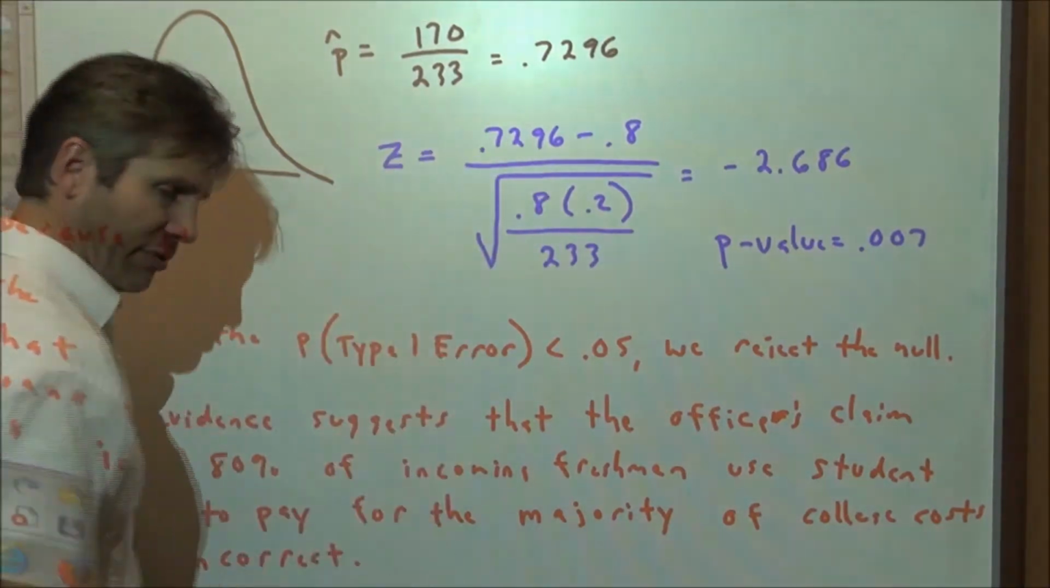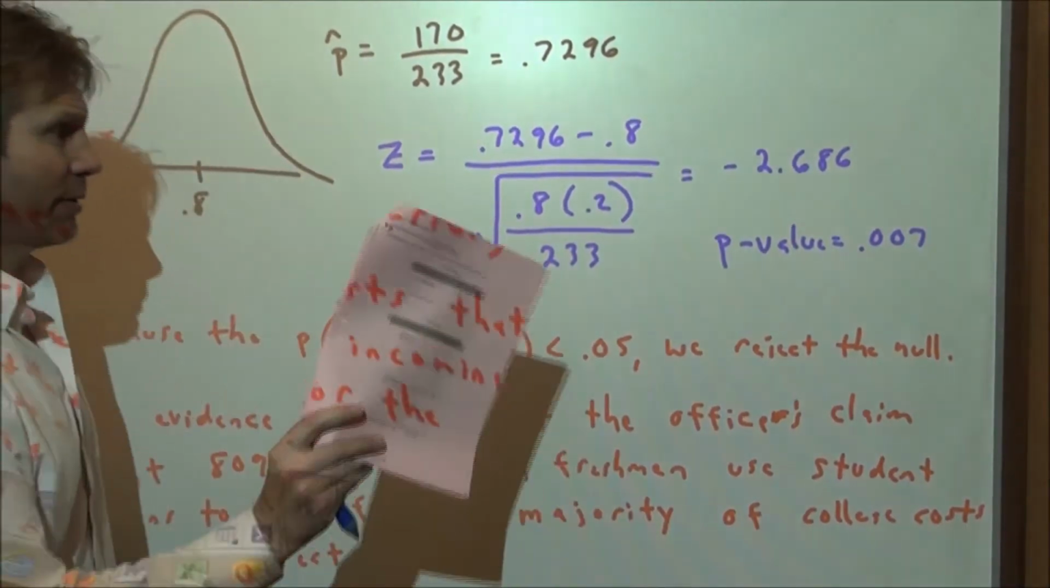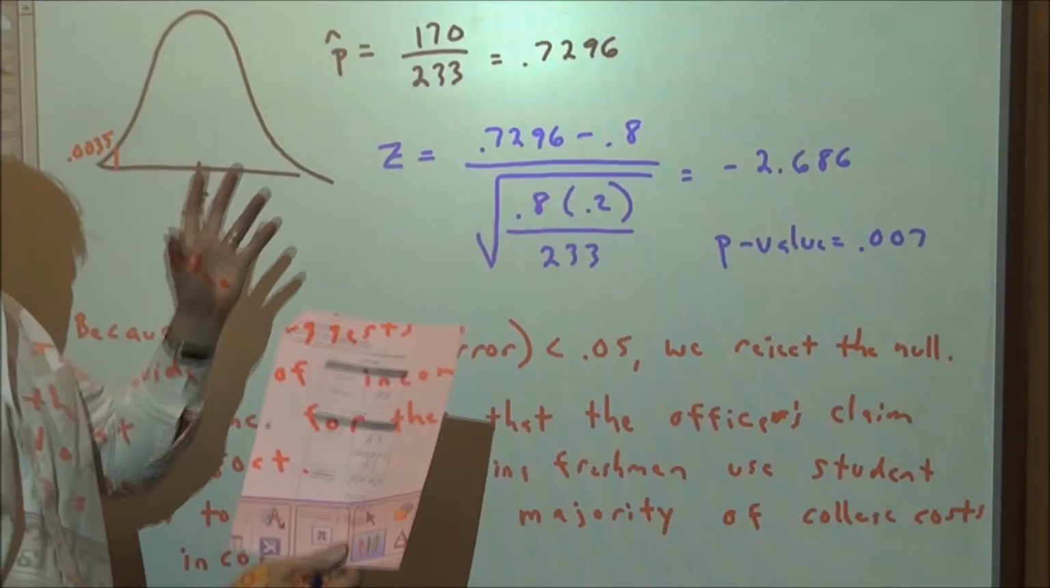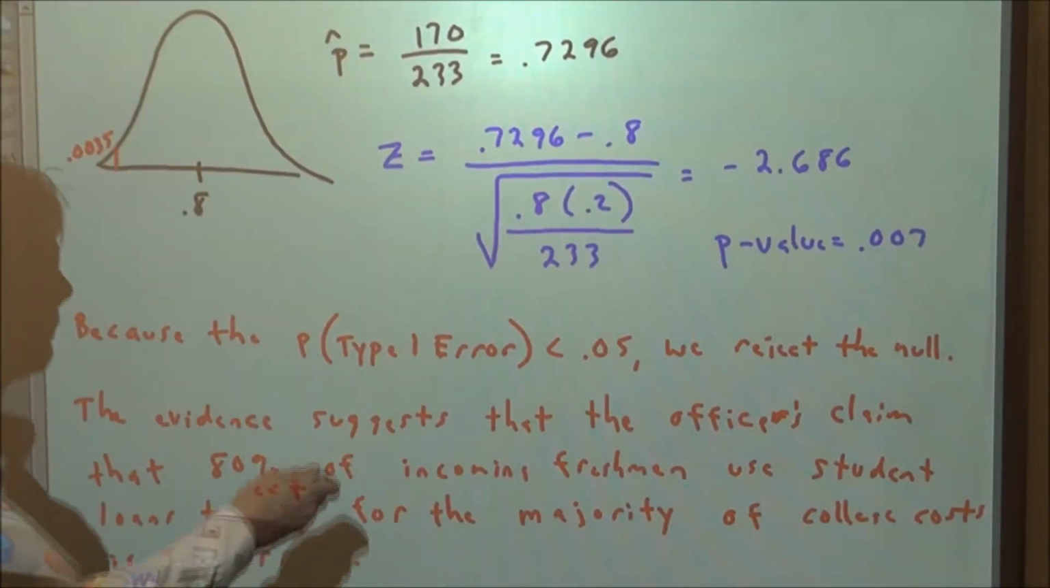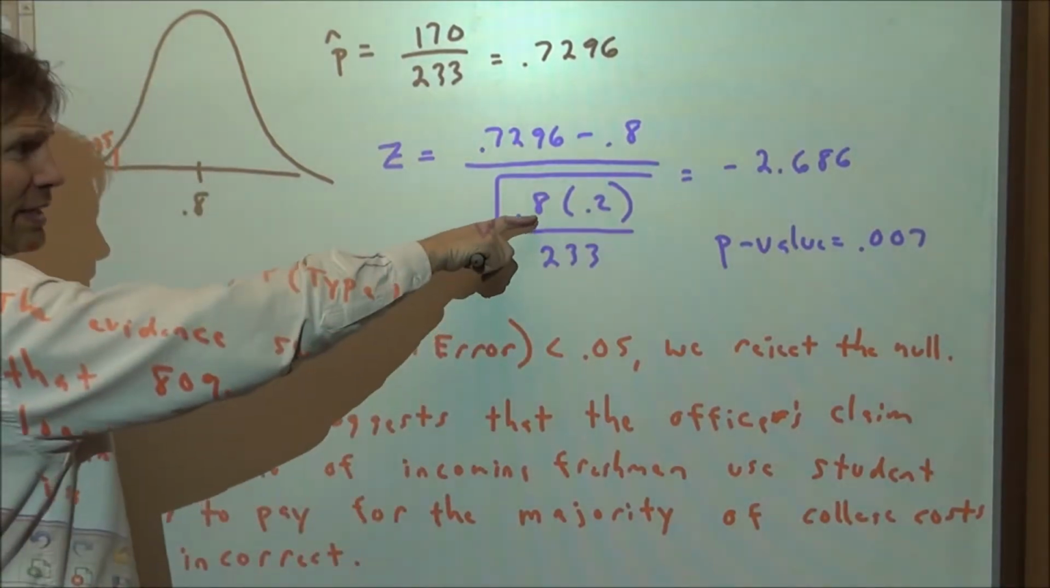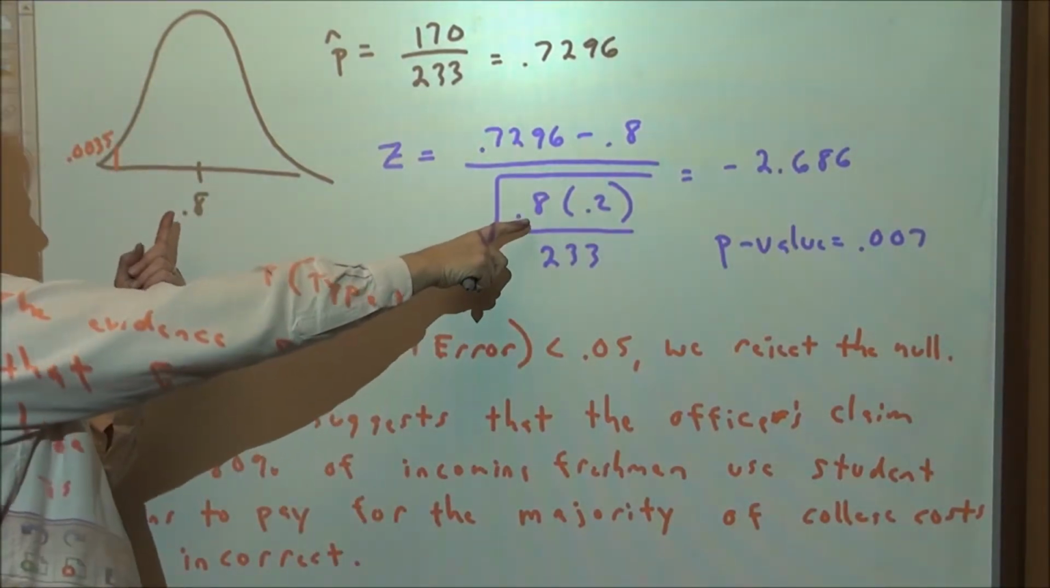So we use the z-score formula. Again, we can follow the formulas that are on our formula sheet as far as how to find the test statistic. You can look at the video on means if you want to. But at any rate, we plug in all the numbers where they go. Don't forget that this has to be the p of the null.